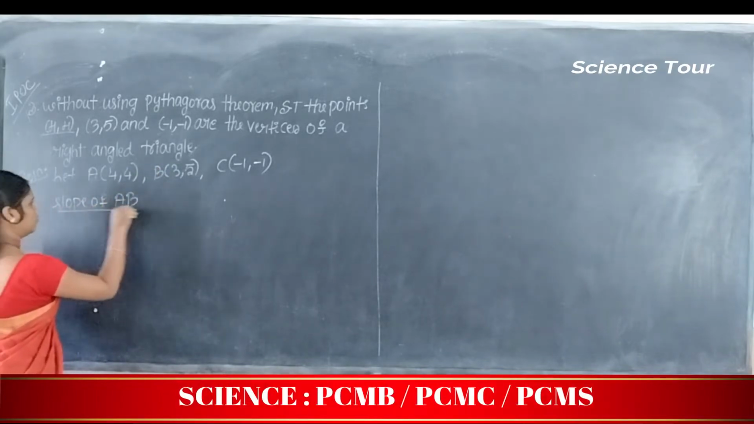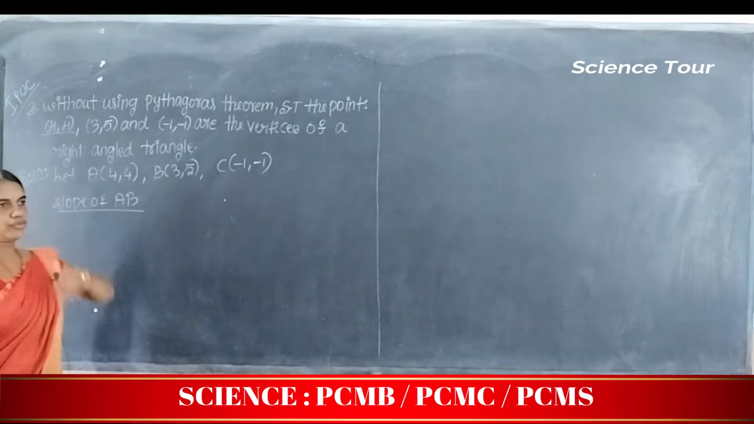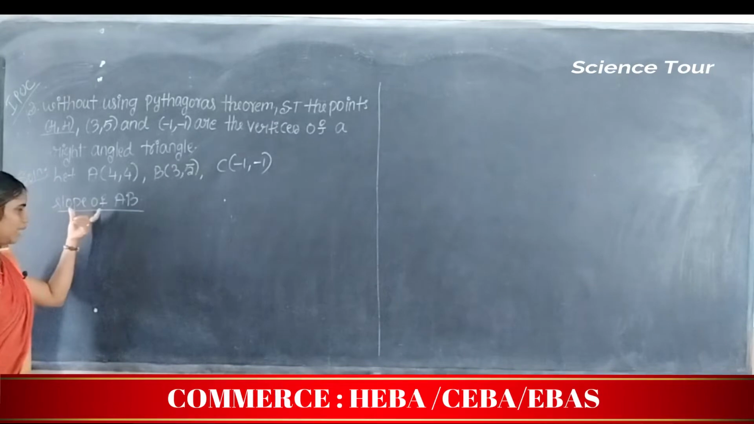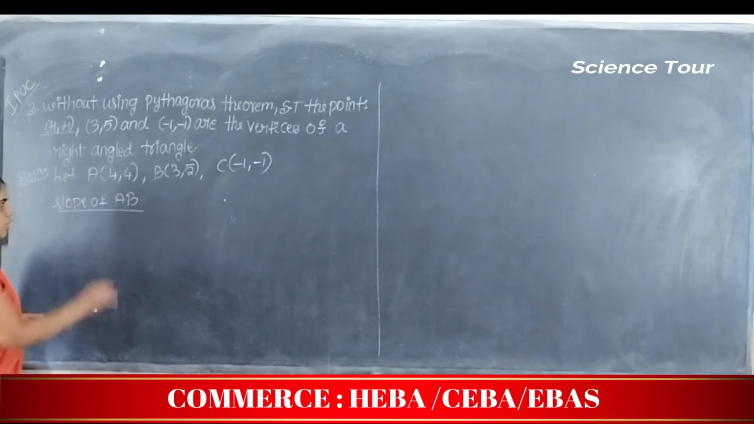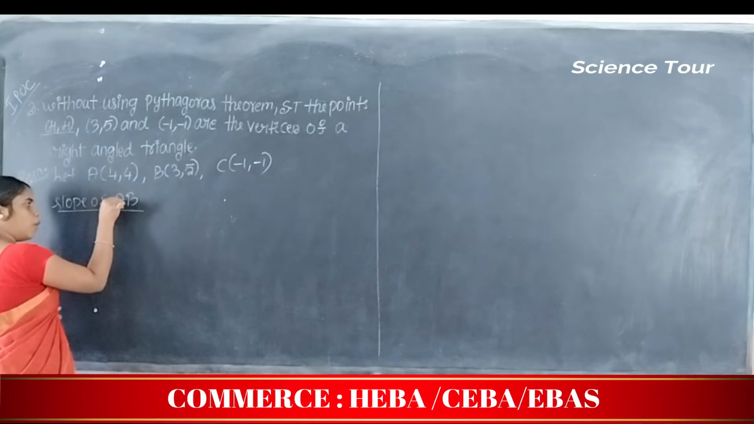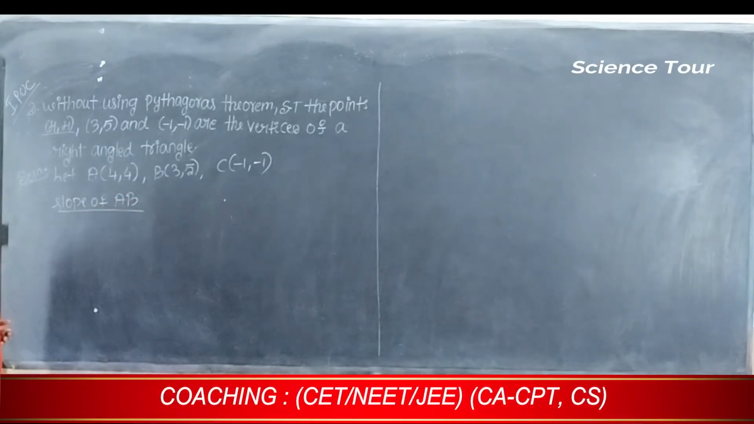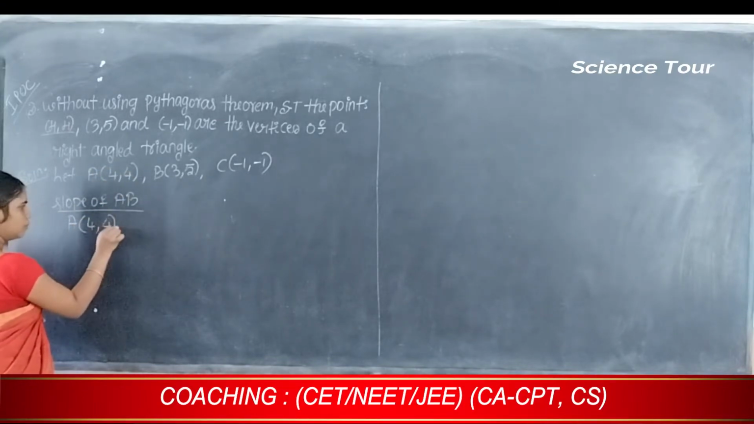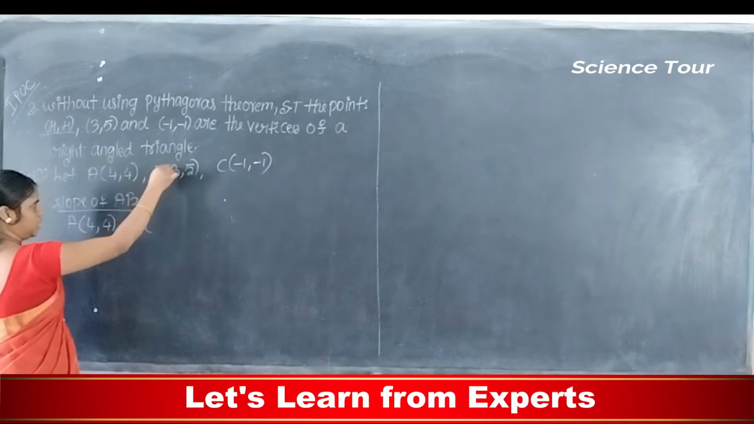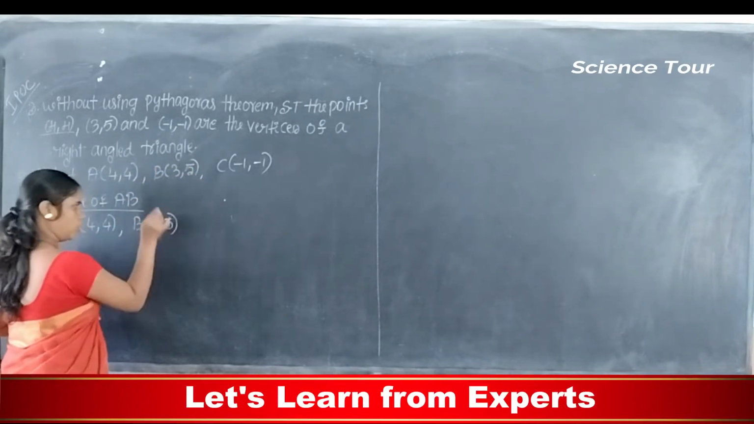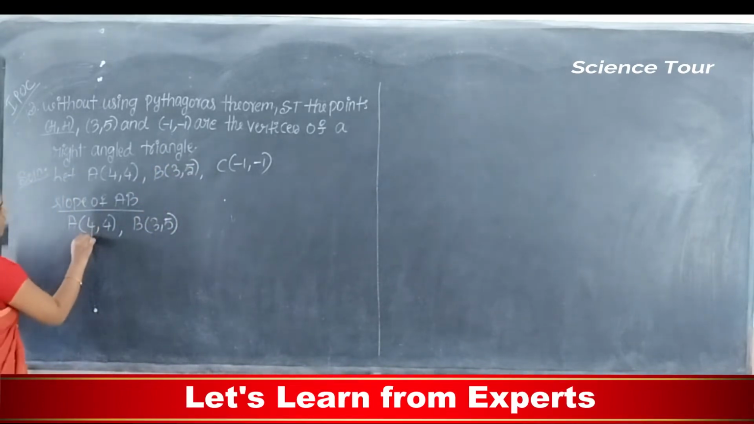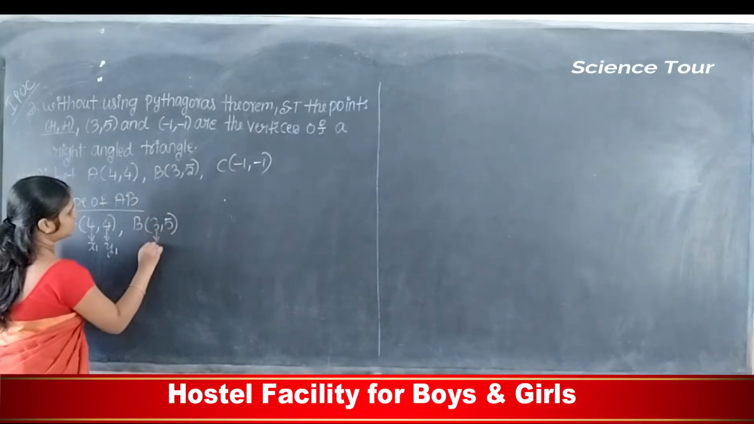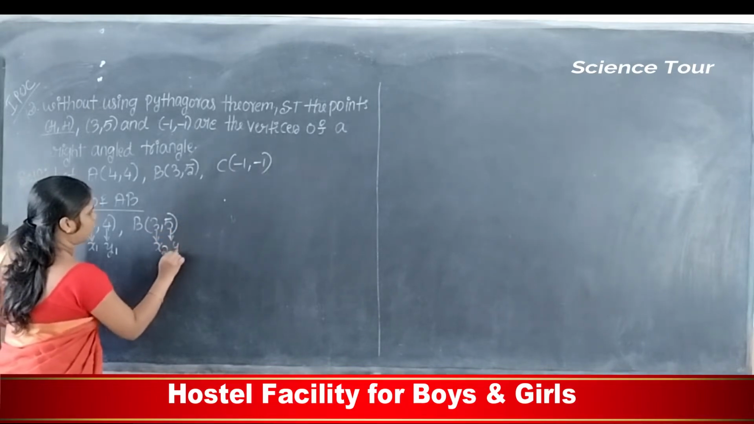First I'll calculate the slope of AB. How to calculate the slope of AB? While calculating the slope of AB, which 2 points do I have to consider? Point A and point B, isn't it? Point A is nothing but (4, 4). Point B is nothing but (3, 5). Consider 4 as x1 and 4 as y1. Consider 3 as x2 and 5 as y2.